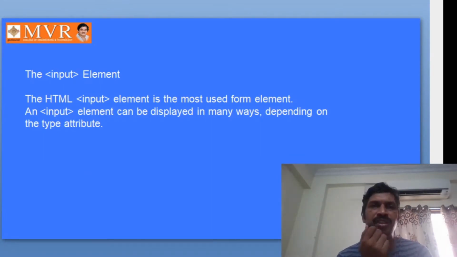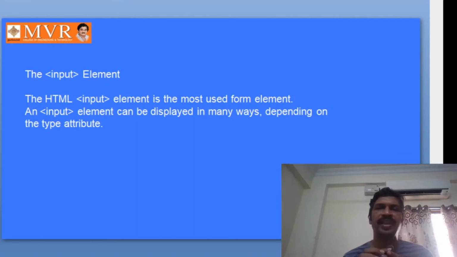Okay, the input element will appear in different forms, that is, in terms of checkbox, in terms of drop down box, in terms of radio button, or in terms of text. Like that it will appear in a number of ways. We will see the various types of inputs while designing some of the pages.